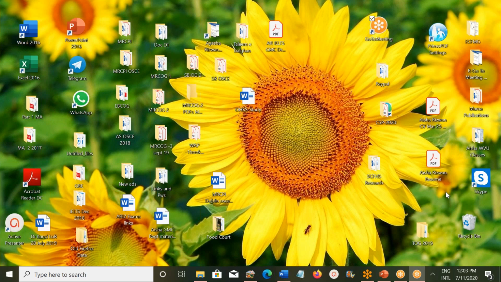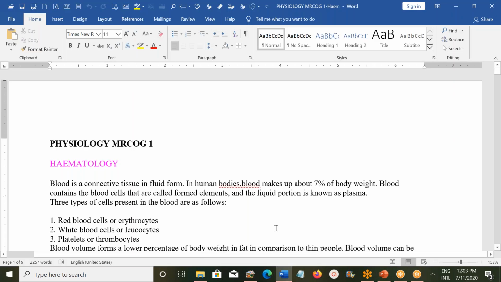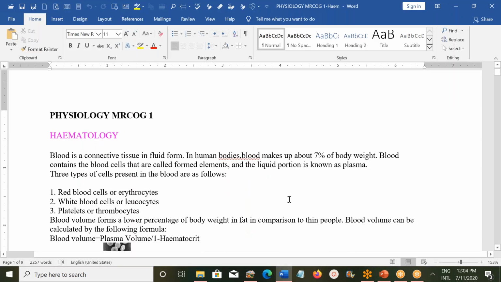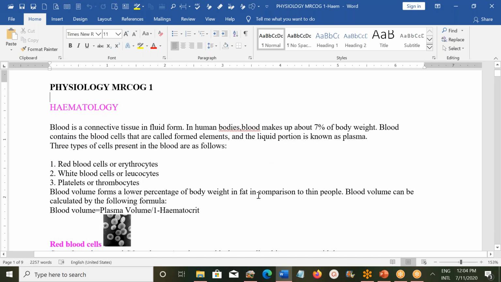So if we go to the definition of hematology, what is that? Hematology is the study of blood and disorders of blood and complications and their management. So what type of tissue is blood? People will say that it's a fluid. No, it's not a fluid. Blood is a connective tissue in fluid form.